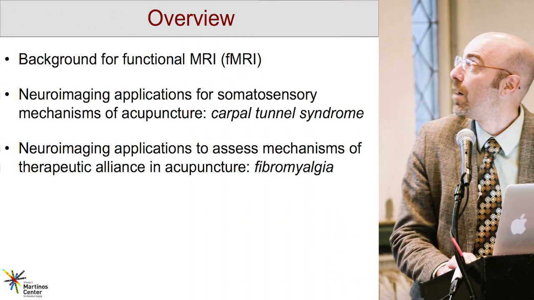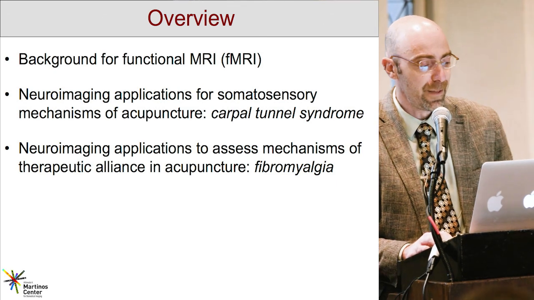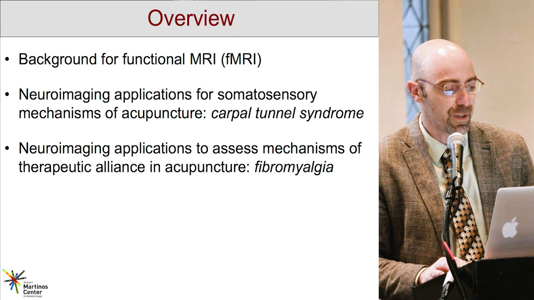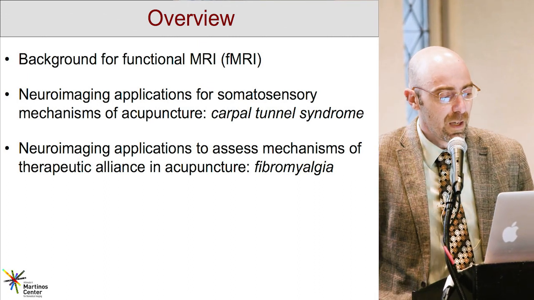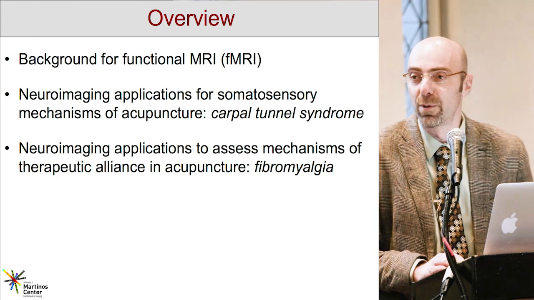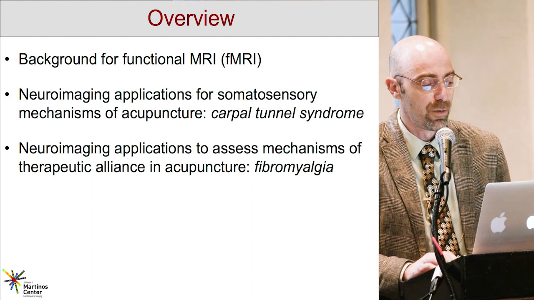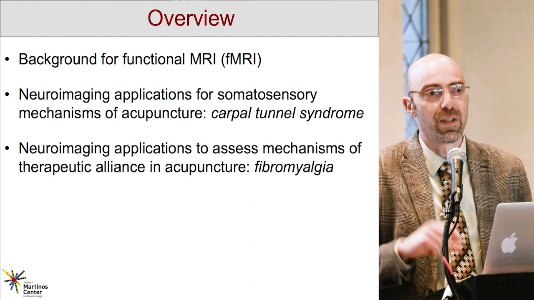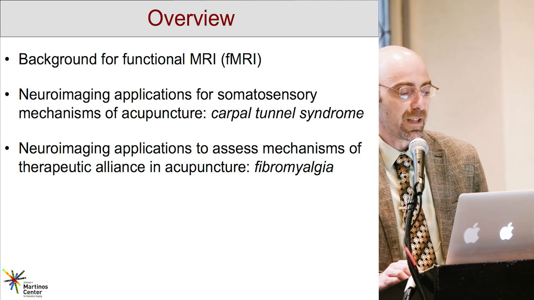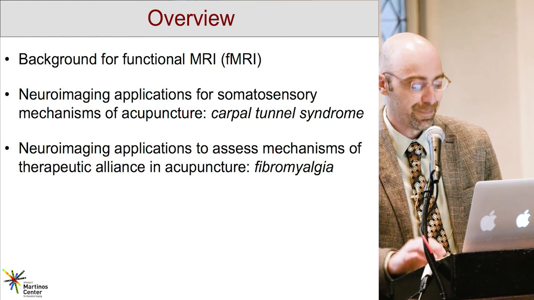So today I'll give a talk with some background on functional MRI, or fMRI, just to get everybody up to speed on some of the techniques that we're using for some of our research. And then I'll talk about two different studies. One study is neuroimaging applications for carpal tunnel syndrome and acupuncture treatment of carpal tunnel syndrome. And another one is a more recent study that we've started working on just in the past year, looking at therapeutic alliance between clinicians, between acupuncturists and their patients.